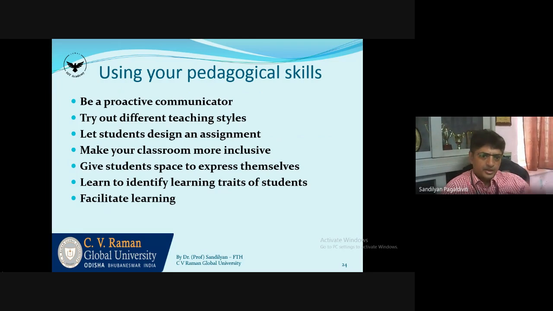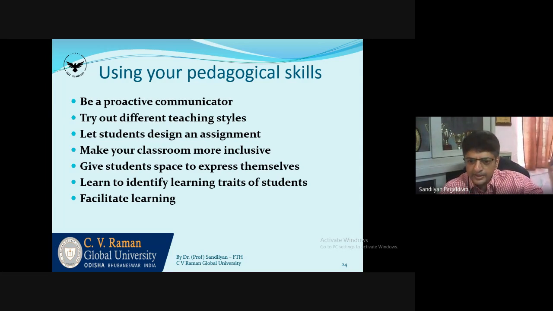Yeah. So be a proactive communicator. Don't wait for questions to be asked. Share your knowledge. Try out different learning styles. Involve students in designing your assignments. Make your classroom inclusive. Give students space to express themselves. Do not invoke fear. Be approachable. Let them come and talk to you and share their thoughts.